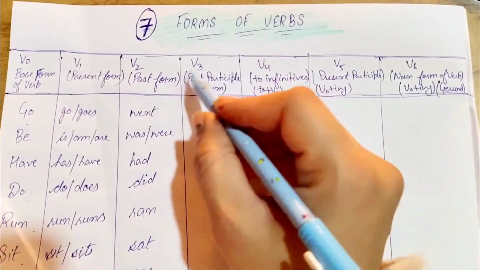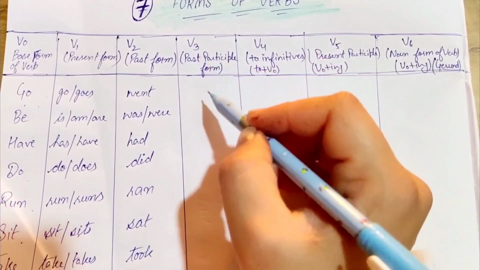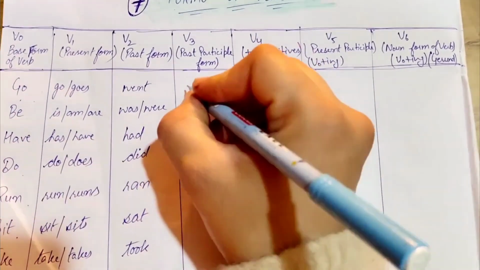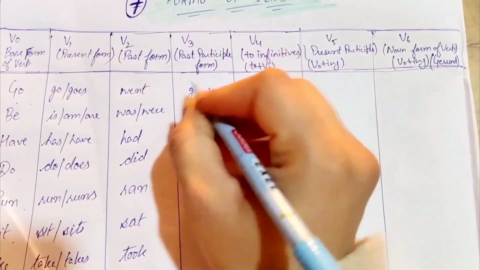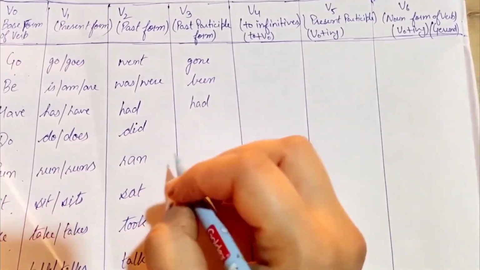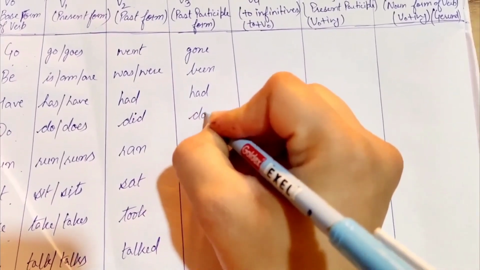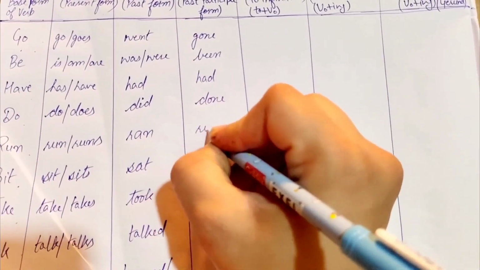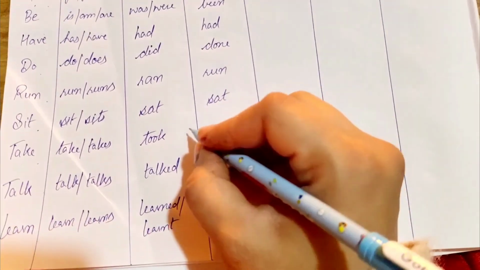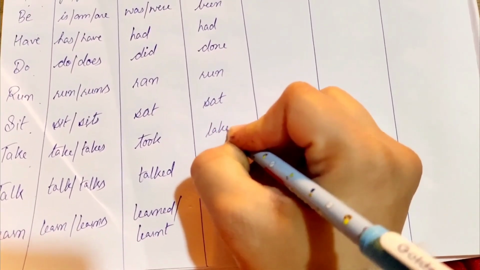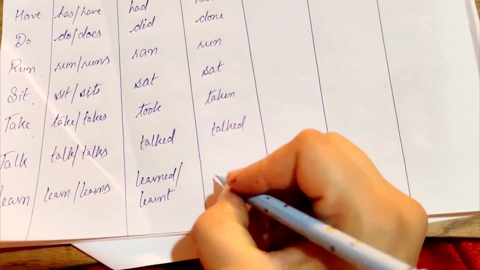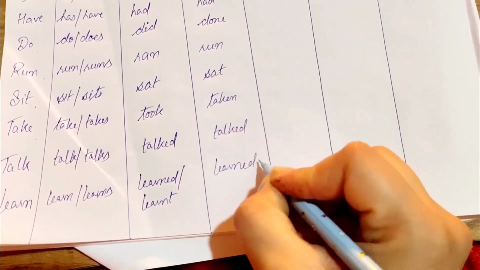Then there is V3, verb third form, which is past participle form of verb. So from go, we make gone. Be converts into been. Have converts into had. Do converts into done. Run is converted into run. Sit is converted into sat. Take is converted into taken. Talk is converted into talked. And learn is converted into learned or learnt.